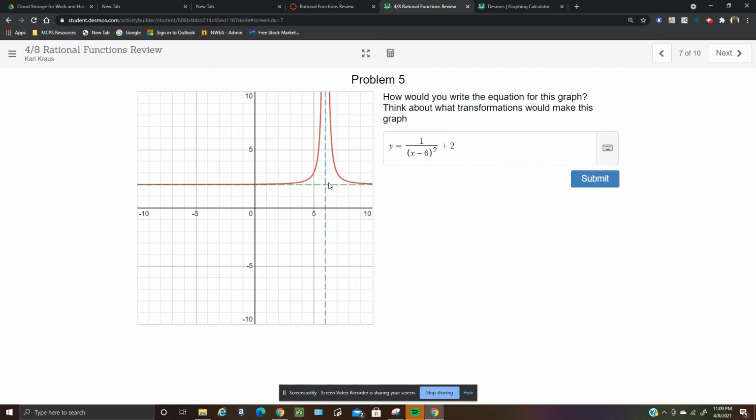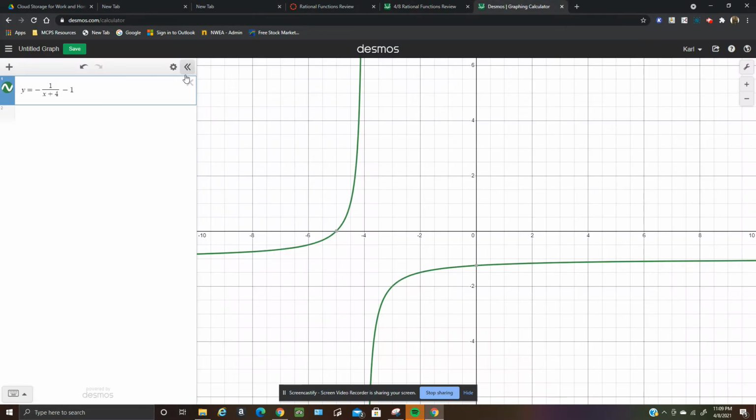And then for this one, vertical asymptote, x is 6, so x minus 6 squared. Horizontal asymptote, y equals 2, and this is a positive 1 over x squared graph. So we could check it once again.